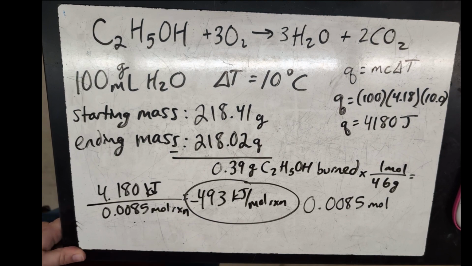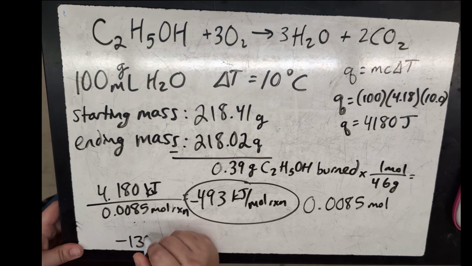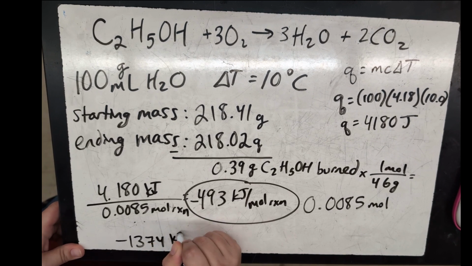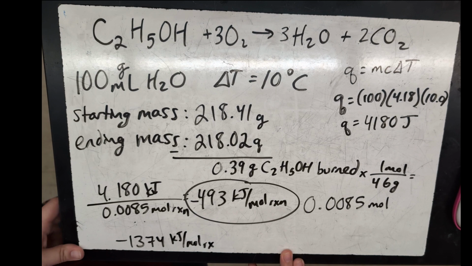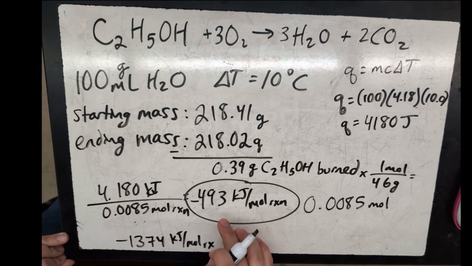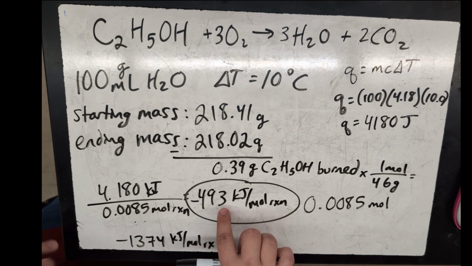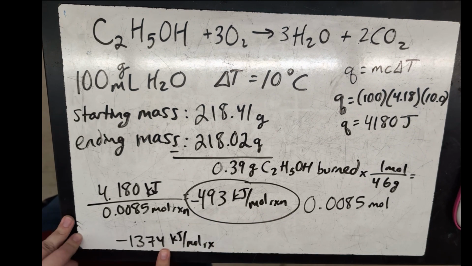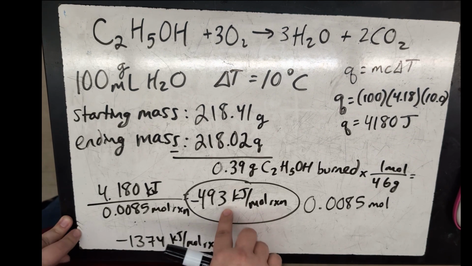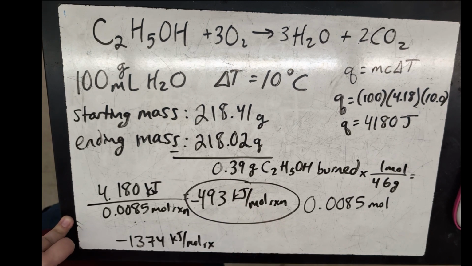Now, the true value, the heat of combustion of ethanol, is negative 1374 kilojoules per mole reaction. So you can see that the error there is very large, but it's an expected amount of error. Do you see how our experimental value is much lower in magnitude than the true value? Well, that's because a lot of the heat was lost to the surroundings.